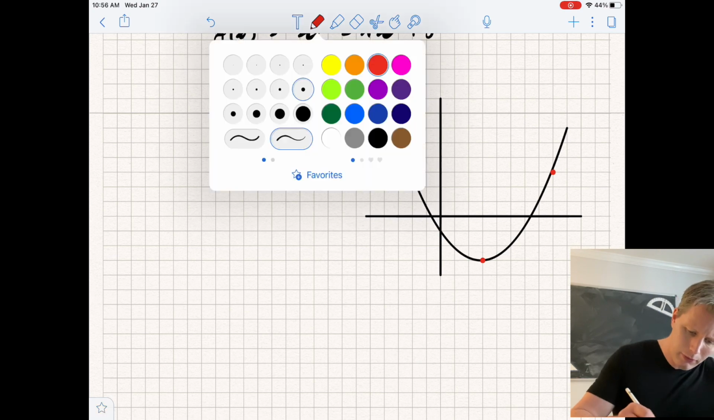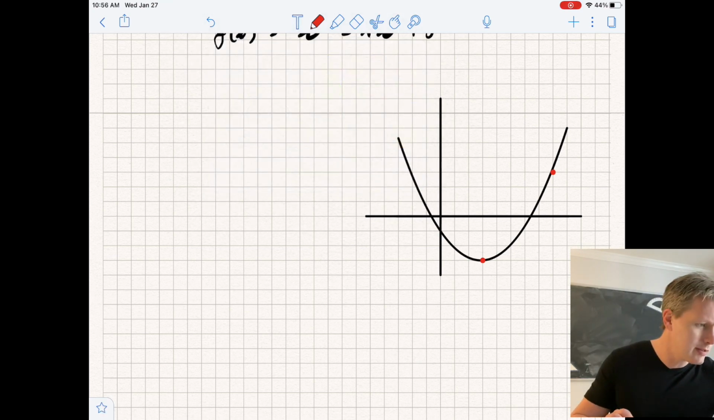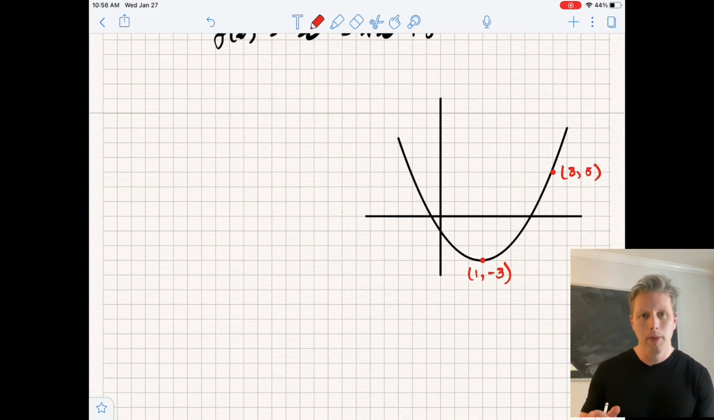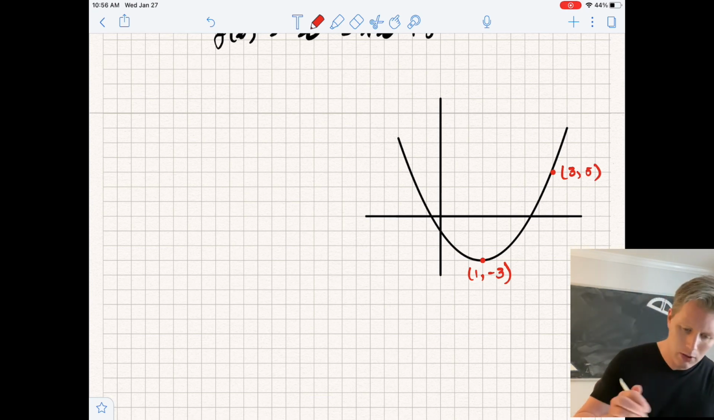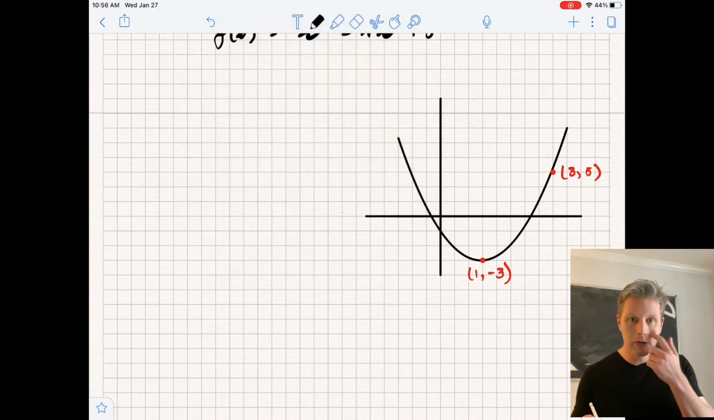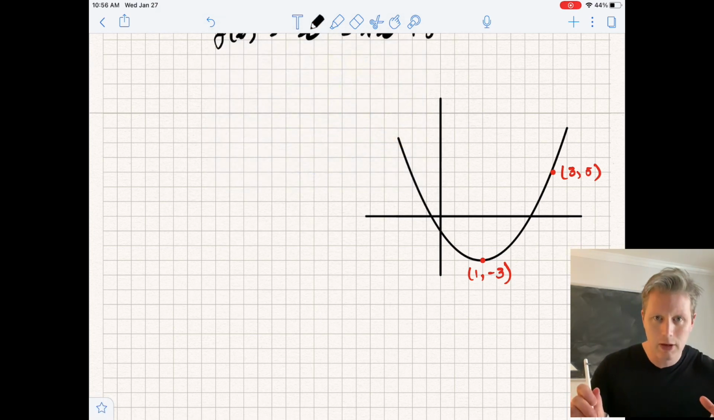So I'm told that my vertex has a value of 1, -3. And the point 3, 5 is also on the graph. All right, and again, I'm asked to find the function. So to go about that, you're going to use the same methodology that I used in the last problem.